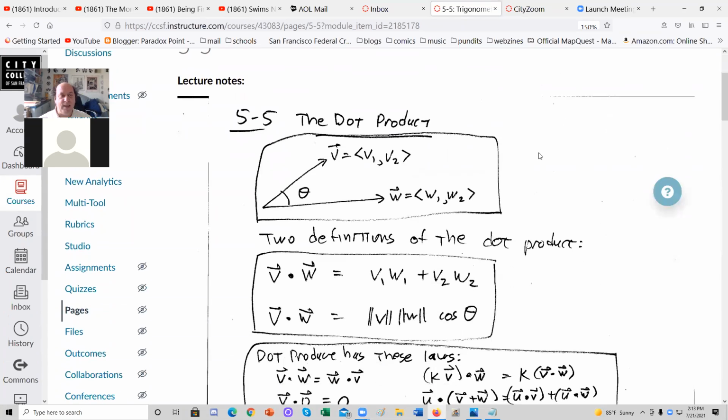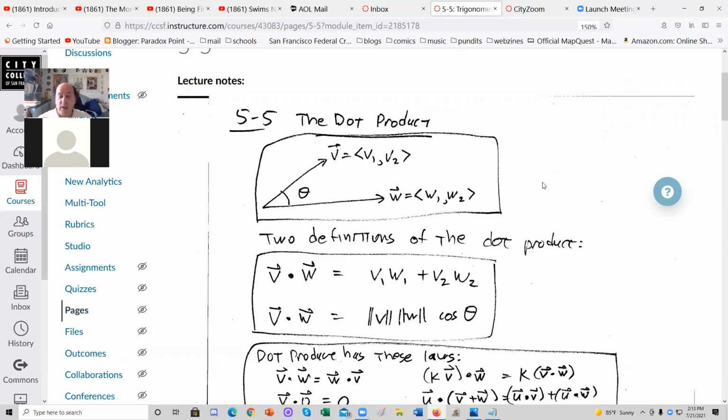Today, well, it's the last of the assigned sections. It's where we do connect trigonometry with vectors, with linear algebra, for something called the dot product. This is a way to multiply vectors, but it's a funny kind of multiplication because you multiply them, and you get out a number. So it's an odd kind of thing.